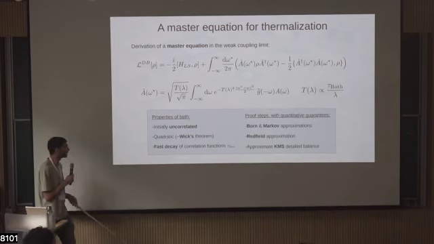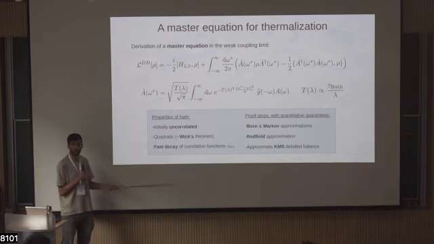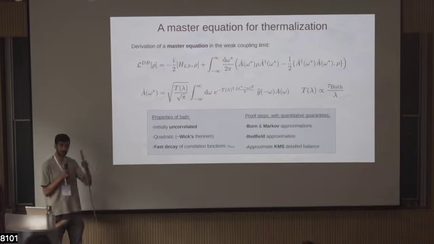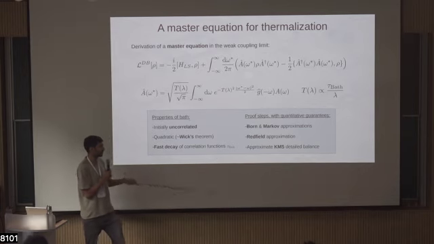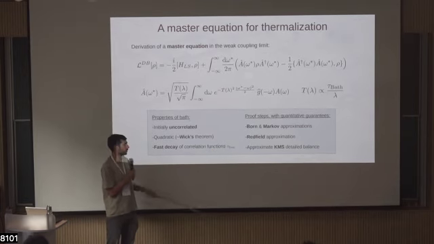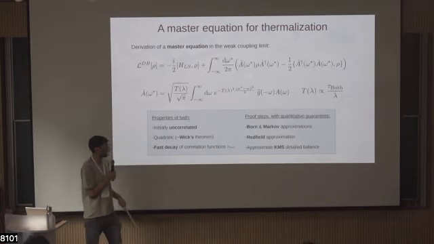And also you have to assume something about your bath, about whether these correlation functions decay and how fast, essentially, right? And the proof steps, I don't want to spend too much time on this, but the proof steps are essentially the standard ones, no? So Born-Markov and the Redfield and so on. But the difference now is that we are able to put some rigorous bounds on how good these approximations are.